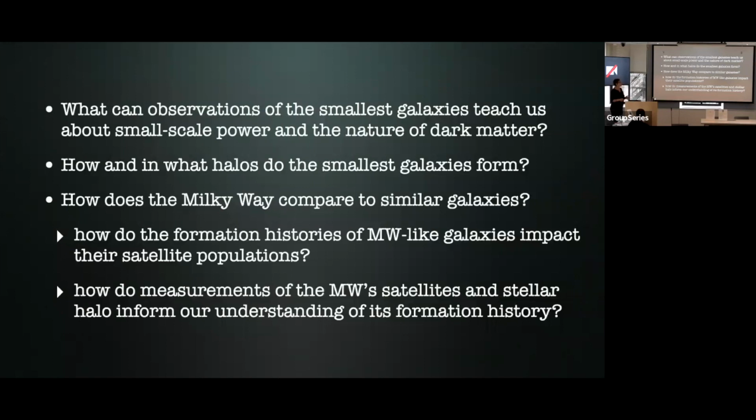And what I'm going to be talking about today is essentially, what can observations of the very smallest galaxies that exist teach us about that small scale power and consequently about the nature of dark matter? How and in what halos do the smallest galaxies form? And then, because some of these measurements we can only make in the Milky Way, we also want to understand, how does the Milky Way compare to similar galaxies? So how does the formation history of galaxies like the Milky Way impact their satellite populations? And how do measurements of the specific satellites and stellar halo and streams in the Milky Way inform our understanding of its formation history? And then consequently, how that fits into the broader cosmological context.